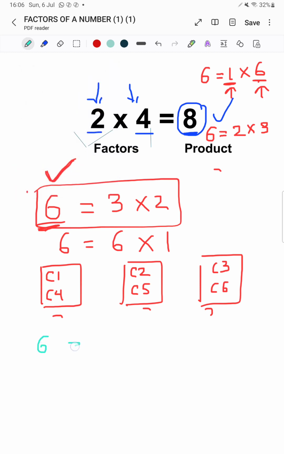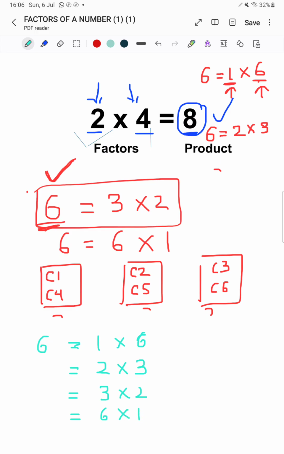So now what I got, there are various ways of writing this 6. For 6 cookies, I can write it like 1 times 6, I can write it 2 times 3, or I can write it 3 times 2 and I can write it 6 times 1.